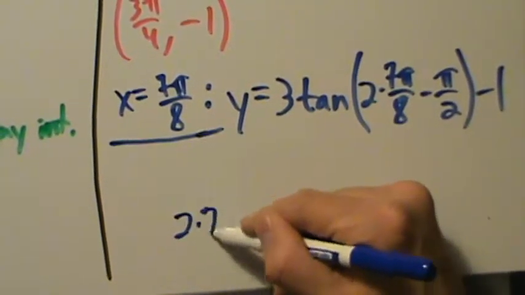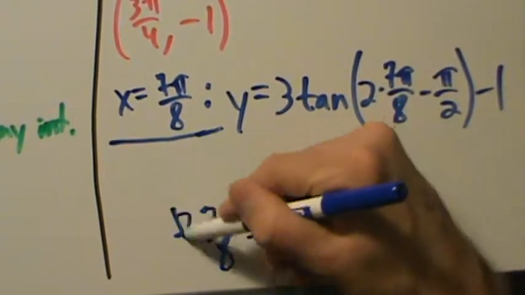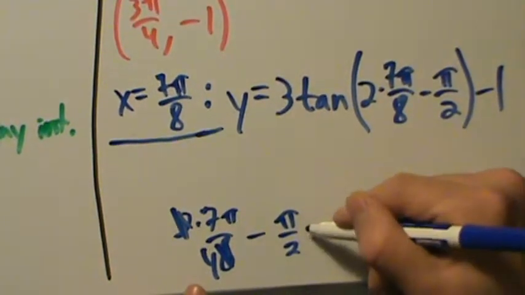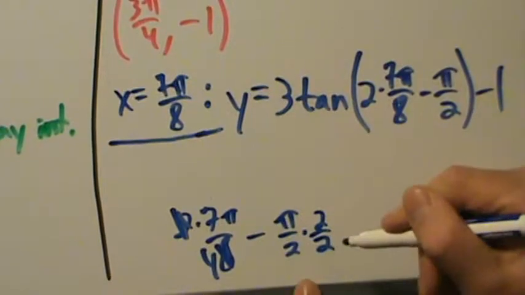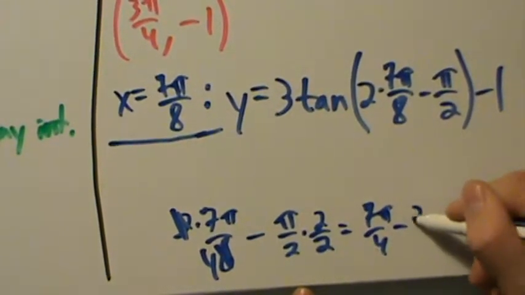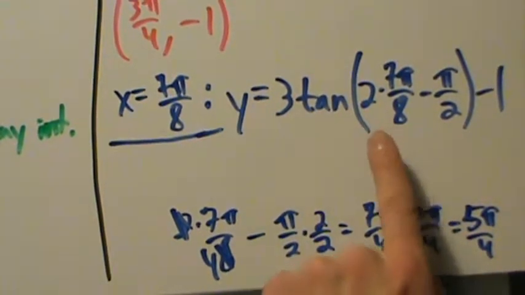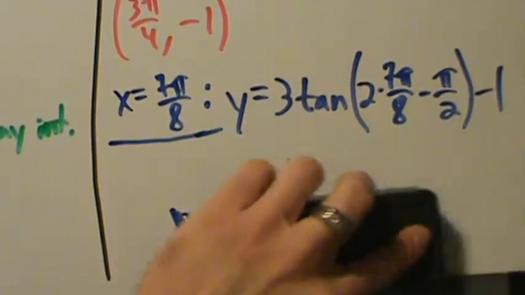So 2 times 7 pi over 8 minus pi over 2. 2 goes into 8 4 times, so this is 7 pi over 4 minus pi over 2. The least common denominator is 4, so multiply this guy by 2 over 2. That's 7 pi over 4 minus 2 pi over 4, which is 5 pi over 4. So the whole thing inside the tangent is 5 pi over 4, as we just found out right here. Let's erase this and make some room for ourselves.